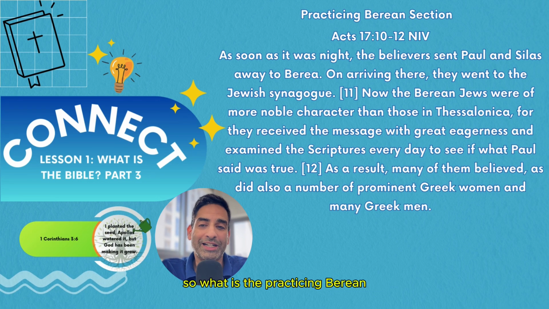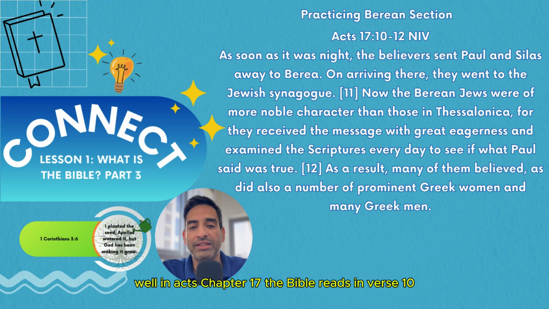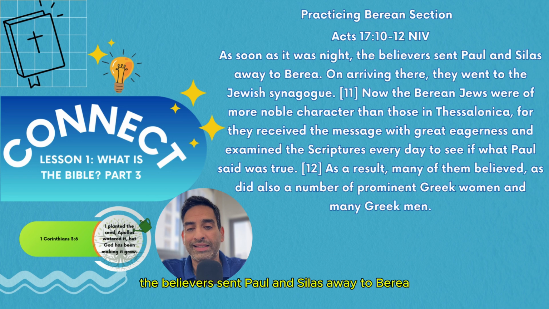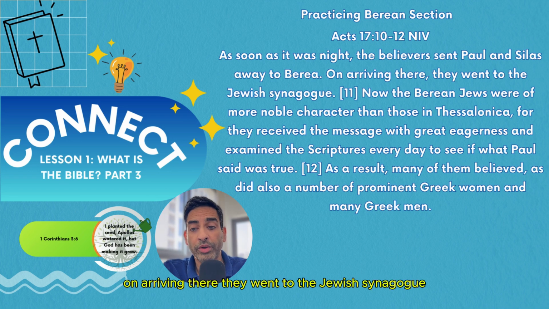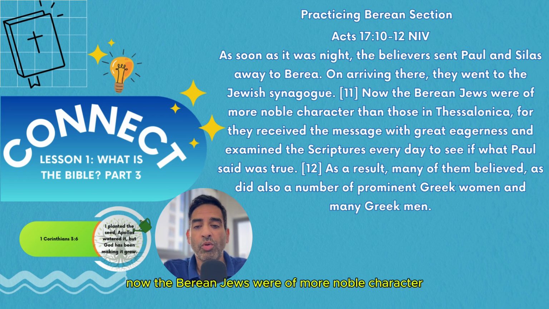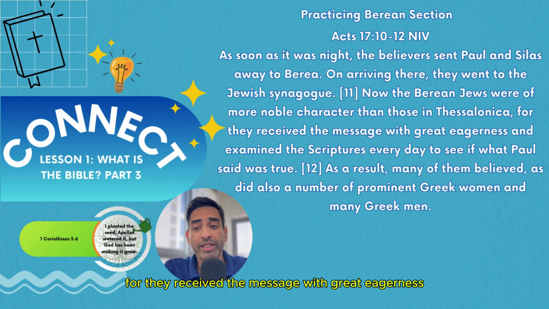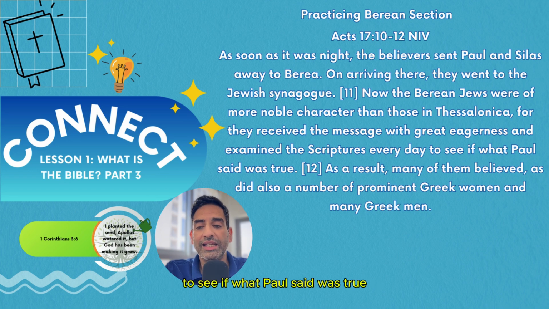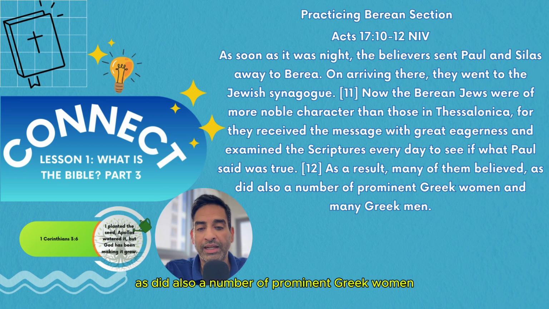So, what is the practicing Berean? Well, in Acts chapter 17, the Bible reads in verse 10, "As soon as it was night, the believers sent Paul and Silas away to Berea. On arriving there, they went to the Jewish synagogue. Now, the Berean Jews were of more noble character than those in Thessalonica, for they received the message with great eagerness and examined the scriptures every day to see if what Paul said was true. As a result, many of them believed, as did also a number of prominent Greek women and many Greek men."